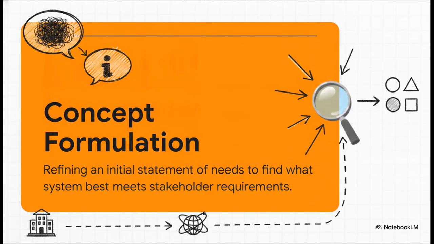We start with concept formulation. This is all about refining an initial, often vague, statement of needs to figure out what type of system actually solves the stakeholder's problem. Say a university comes to you asking for a basic intranet because their old one is clunky. Well, through formulation, we might recognize that what they really need isn't just an intranet, but a highly flexible digital learning environment. Formulation takes that initial seed and hones it into a practical, modern reality.